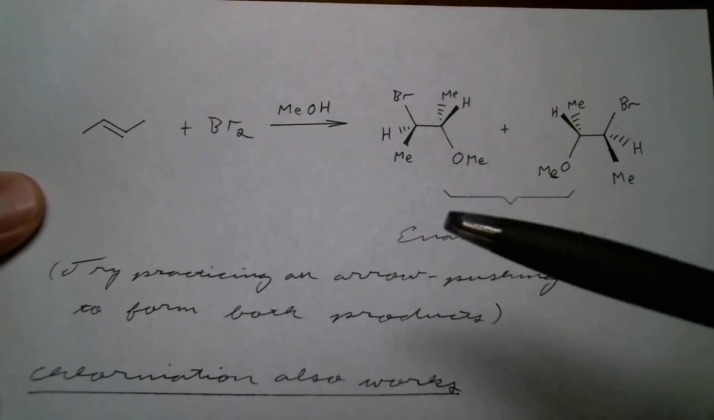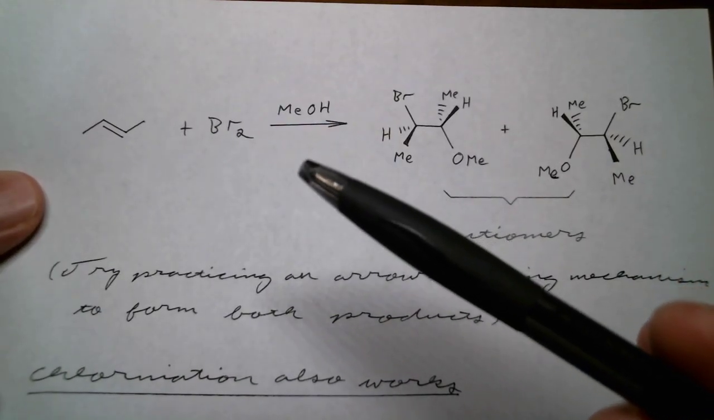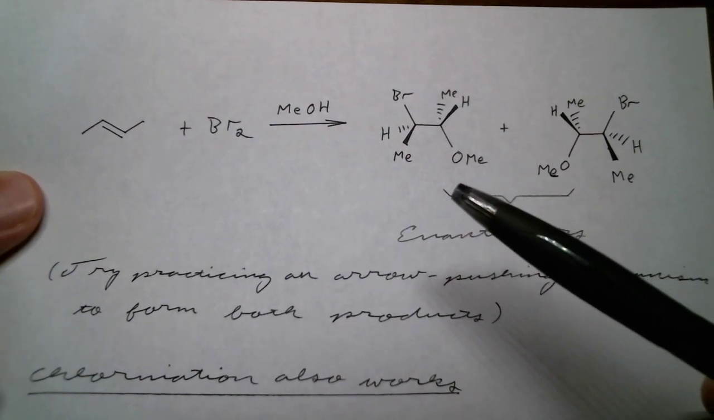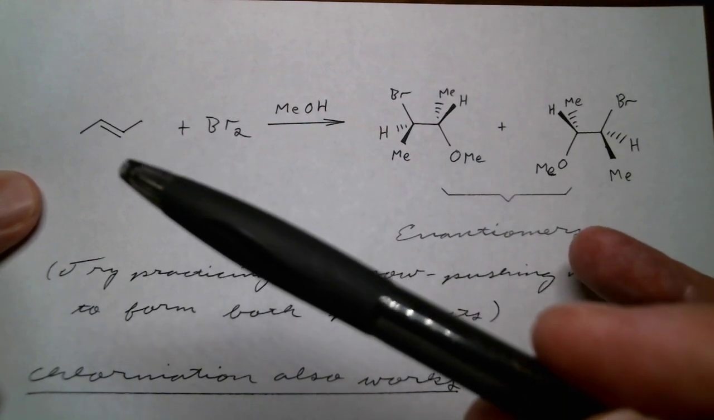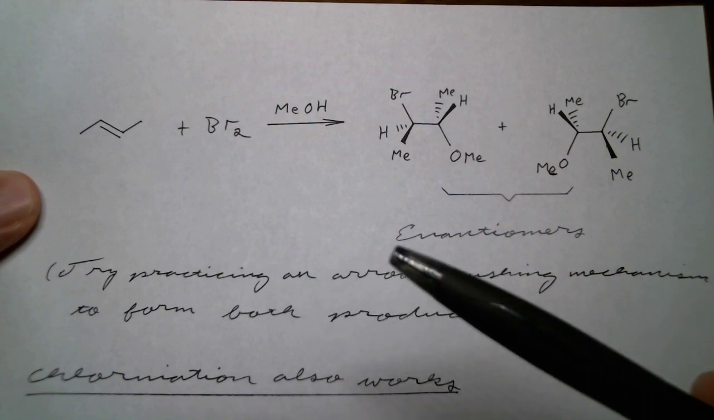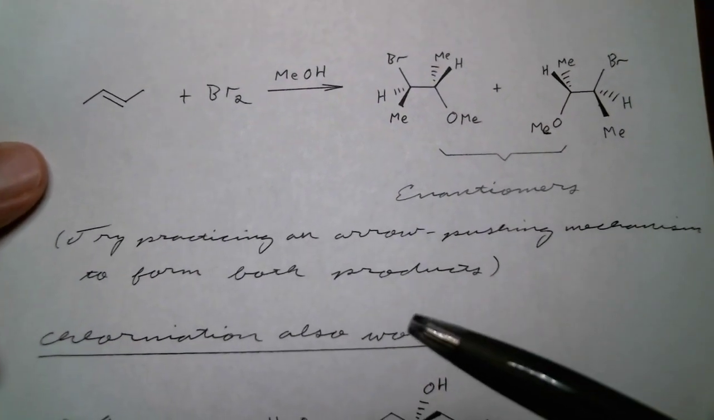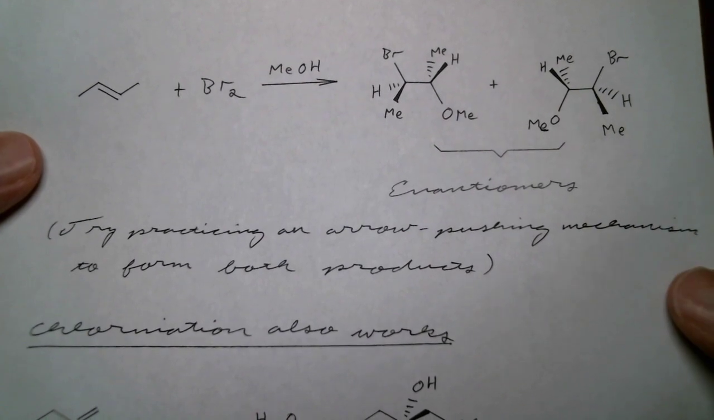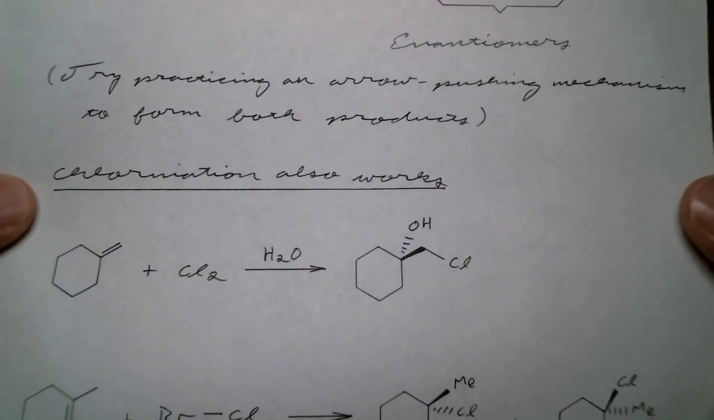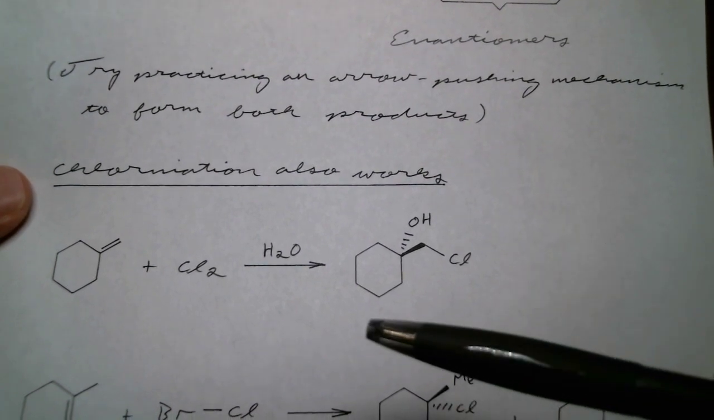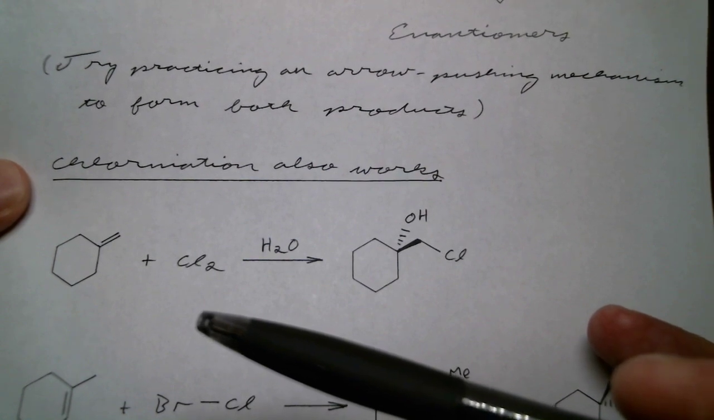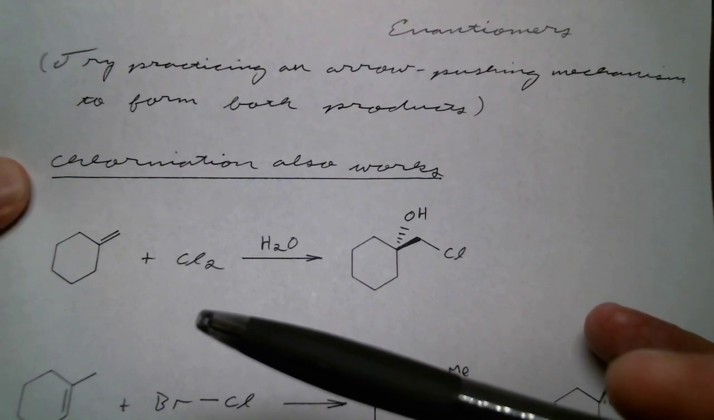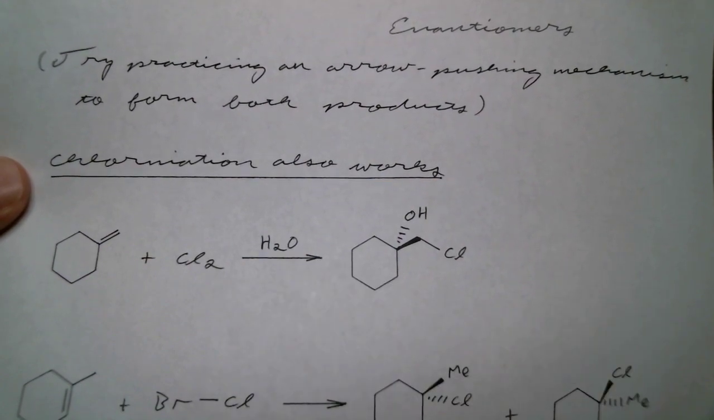Again, we could do these brominations not only in water, but we could do them in an alcohol solvent. Here we have methanol. Methanol opens up our cyclopropylbromonium cation intermediate, and in this particular case where we've got trans 2-butene, we end up with these enantiomers. So try practicing an arrow pushing mechanism to form both products. It's always a useful exercise. Chlorination also works following a similar scheme. So you can think about forming a cyclopropylchloronium cation intermediate and opening it up with water.